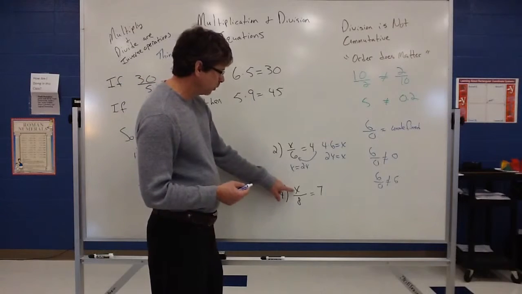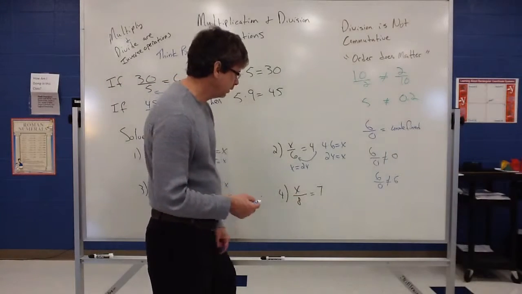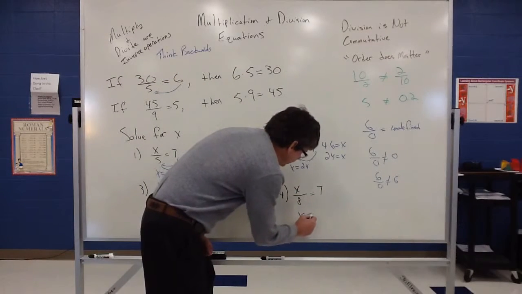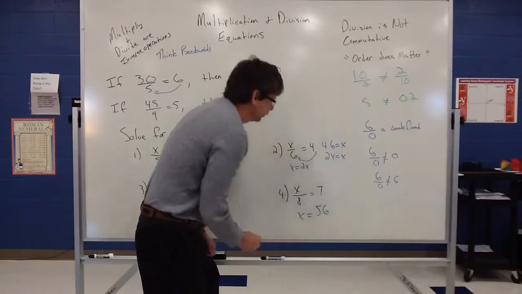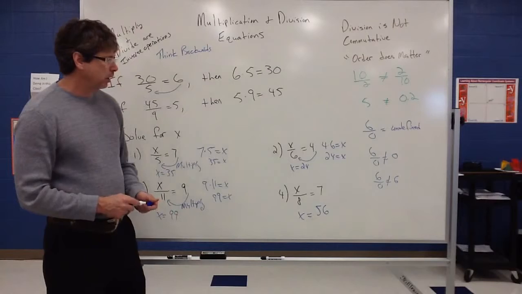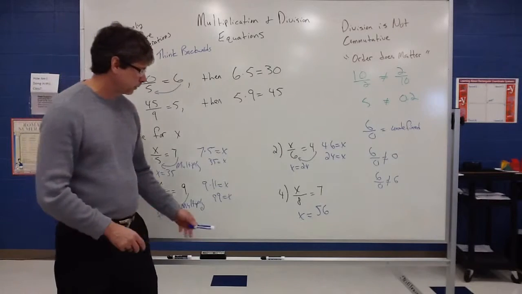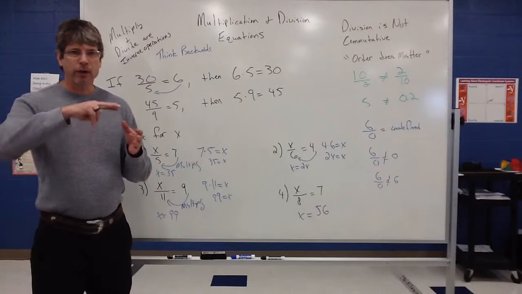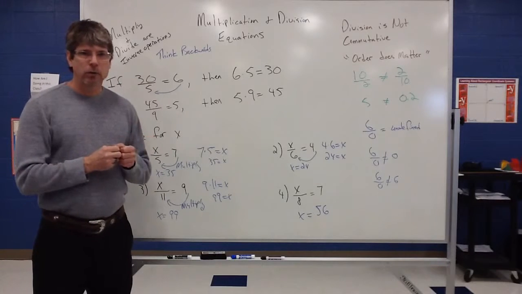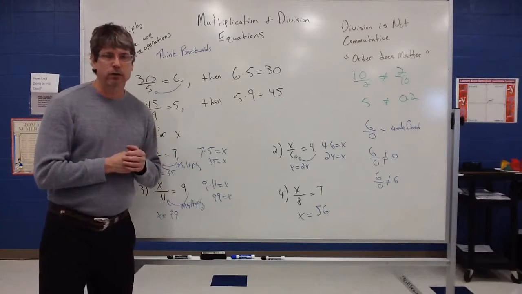Now back to 4. What number divided by 8 is 7? We should see that, hey, that answer is, well, whatever 7 times 8 is. 7 times 8 is 56. So backwards thinking can solve that problem for us. Okay? So again, when we see division, don't forget we can also think backwards and use multiplication to find that answer. Stay tuned.